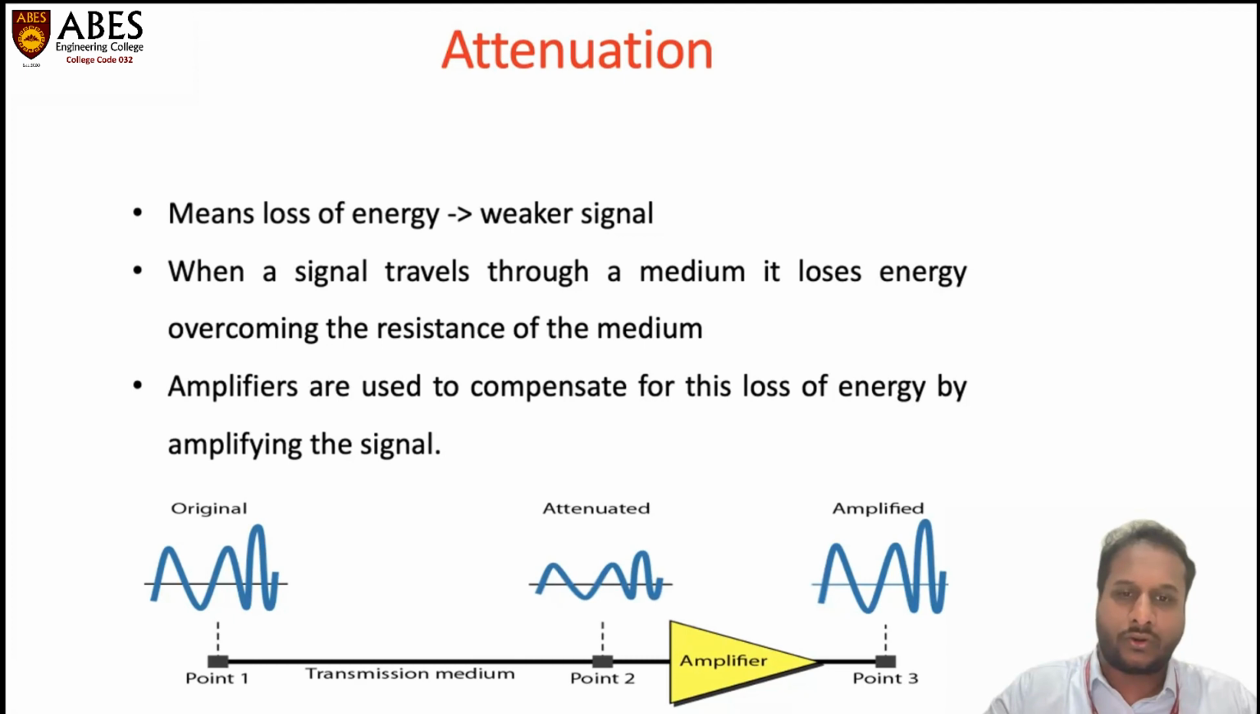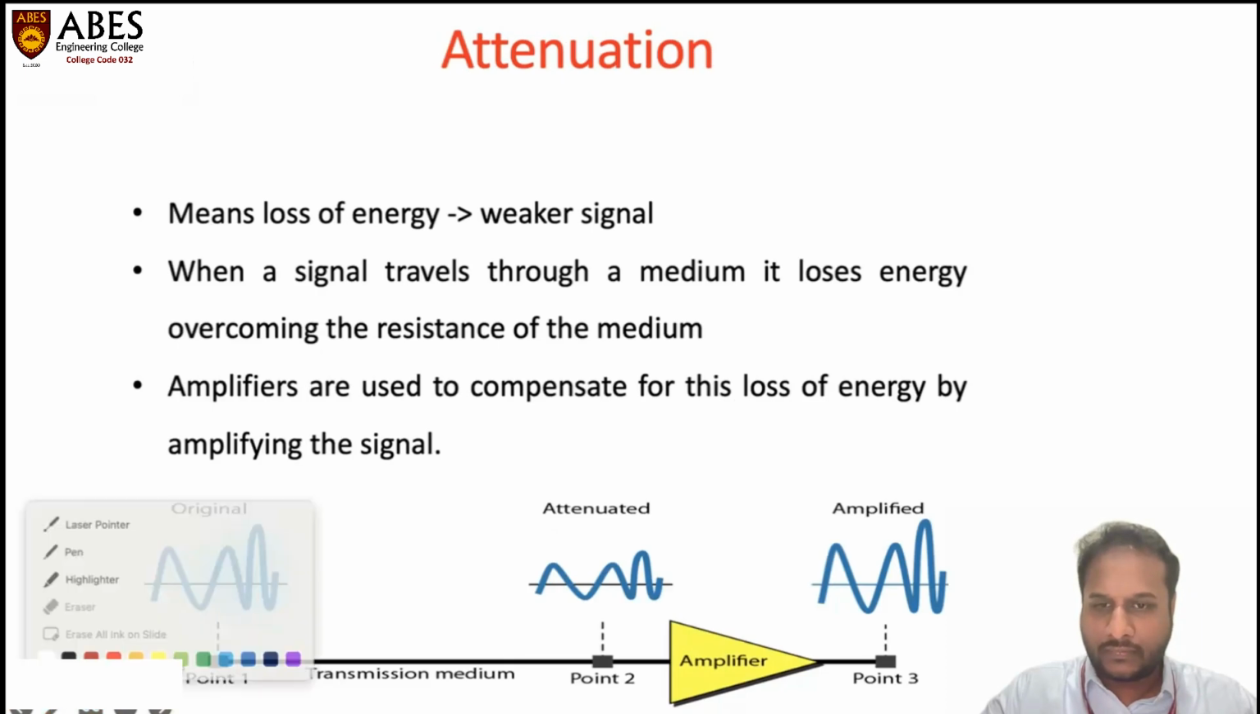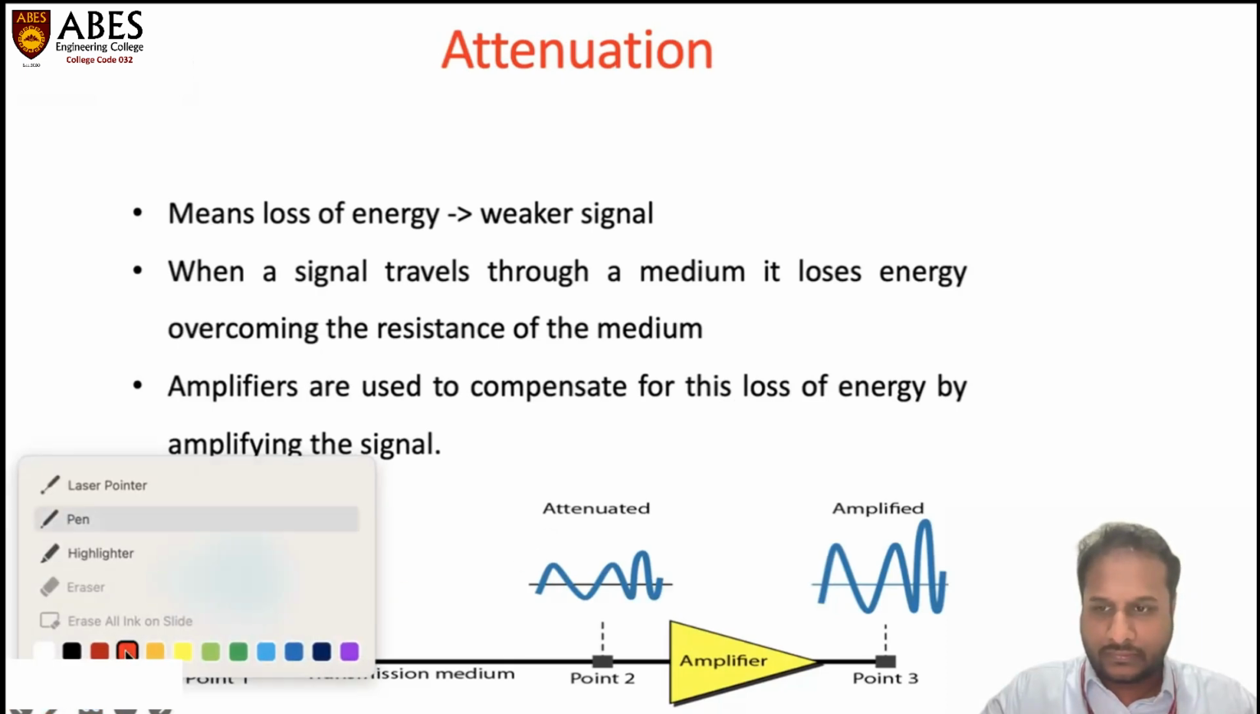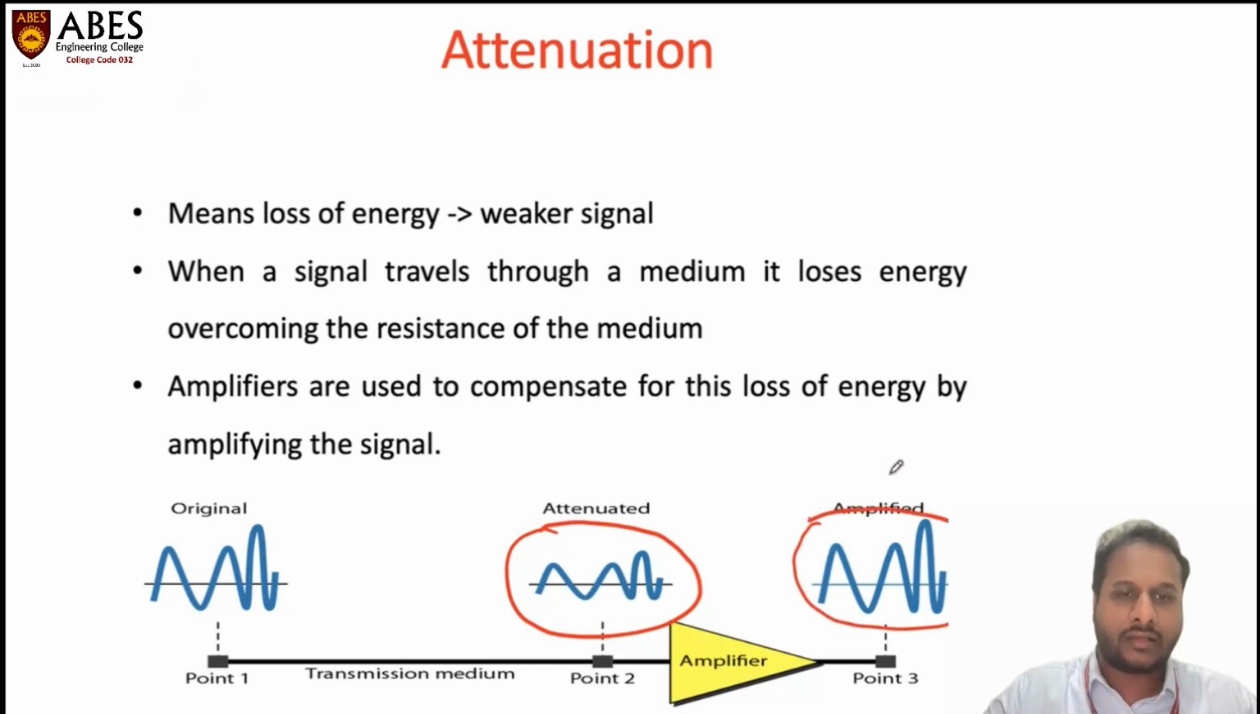If we see the example, there is an original signal. After attenuation, it loses energy. As we can see, this particular signal has lost its strength. But with the help of an amplifier, we can regain its value again. That is the main work of an amplifier.